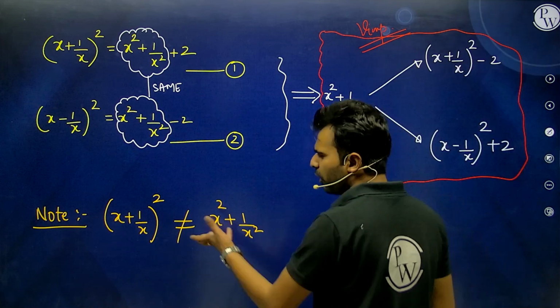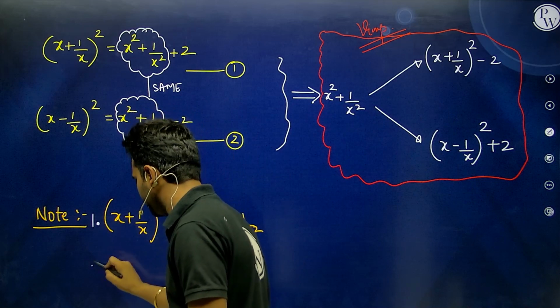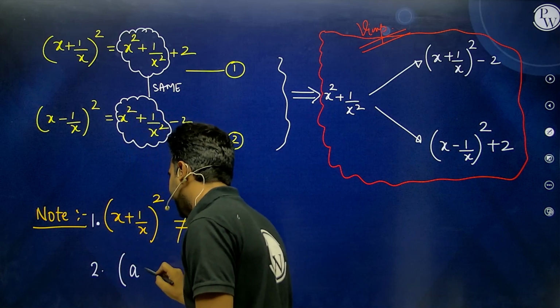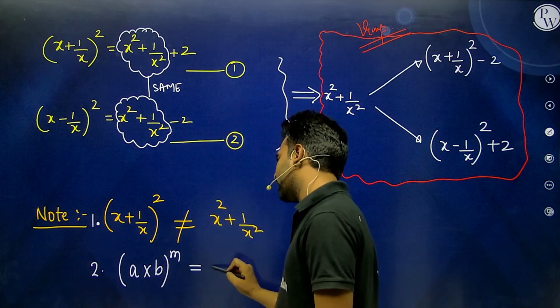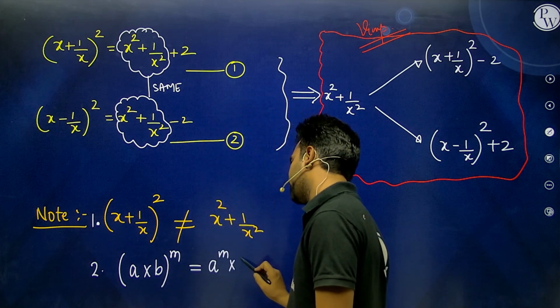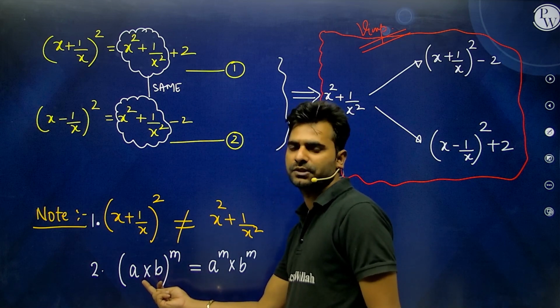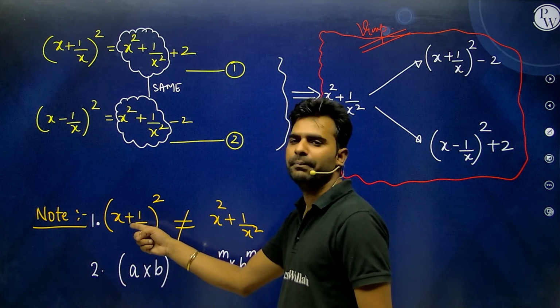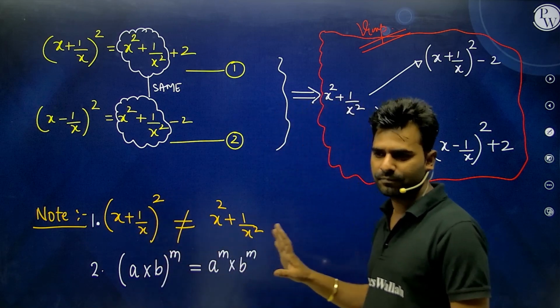Number 2, such kind of a thing happens only in this kind of problem. Let's say I'm having a times b and the whole power m is given to me. Then I can write down this thing as a to the power m times b to the power m. But only in the case when multiplication between the two terms, a and b, is written. Here not multiplication but addition is written. So you cannot apply this thing over here obviously, right?